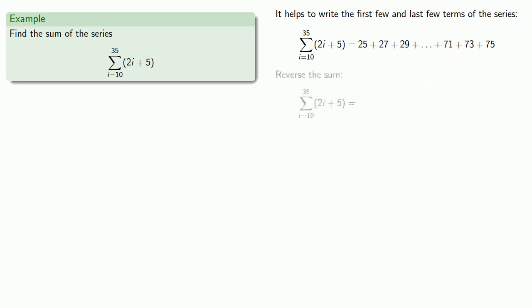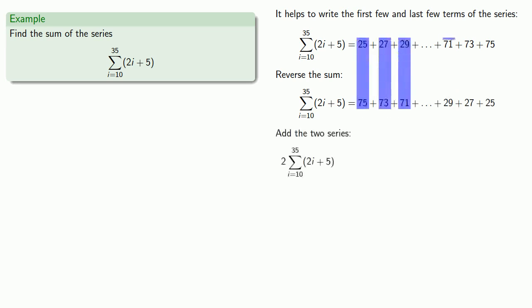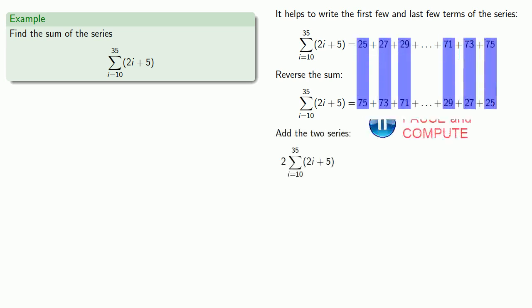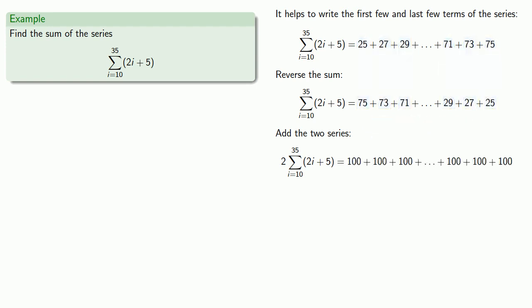Now if I reverse the sum, then add down the columns, we see that every pair of terms adds to 100. So twice the sum of the series is the sum of a whole lot of hundreds. Now for the hard part. How many terms are there in this sum?